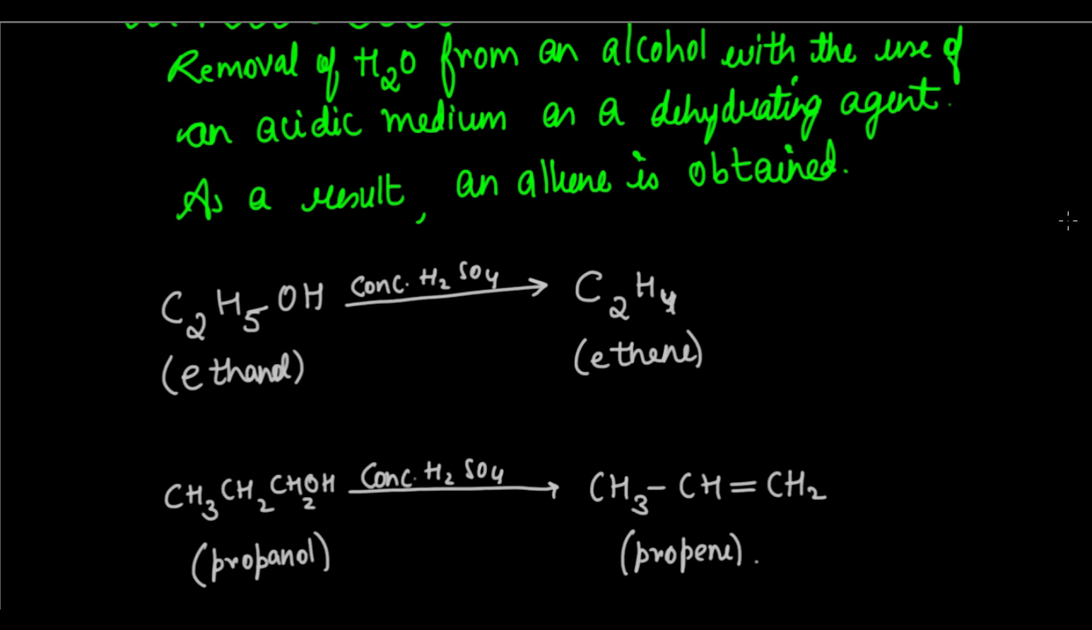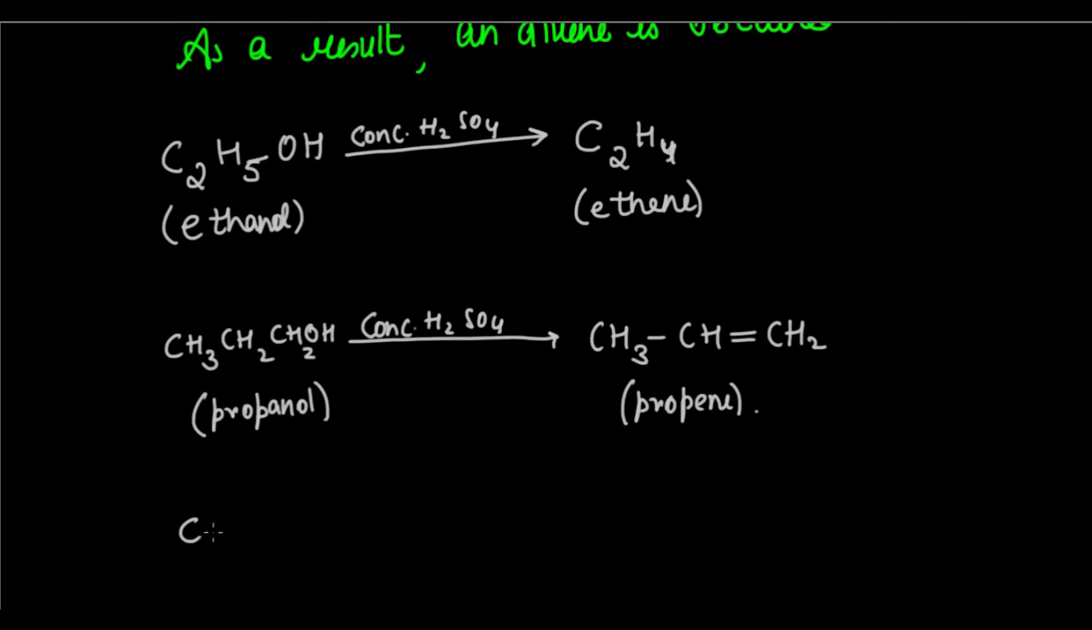I'll explain it to you with structure also. If you have ethanol, that is CH3CH2OH, you can see that when we are taking an acidic medium, this H and OH together form H2O. This gets removed, right? This gets removed, and then this bond breaks. Ultimately, a bond forms here, right? So I hope you understand that.